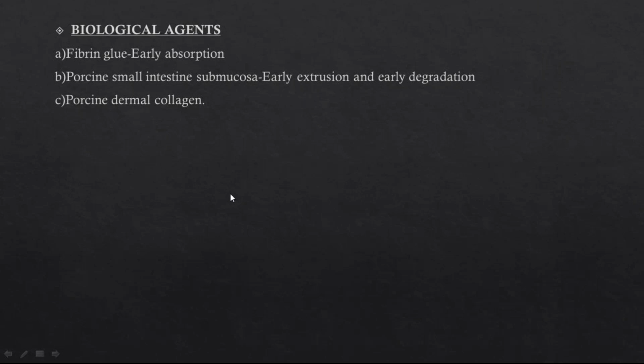Okay? Next are the biological agents, but these are not at all useful nowadays. Studies are going on in relation to fibrin glue. They inject it into the external opening, into the tract. But fibrin glue is not successful because it gets absorbed early. It should not get absorbed, but early absorption takes place, so it has no action within the tract.